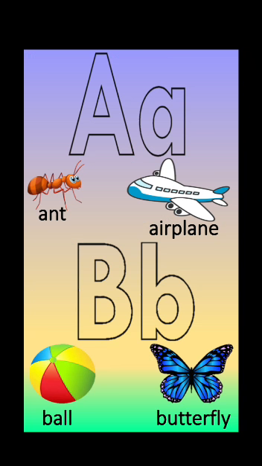Now let's start. The first letter is letter A. And what is the sound of letter A? A. A for ant. A for airplane.